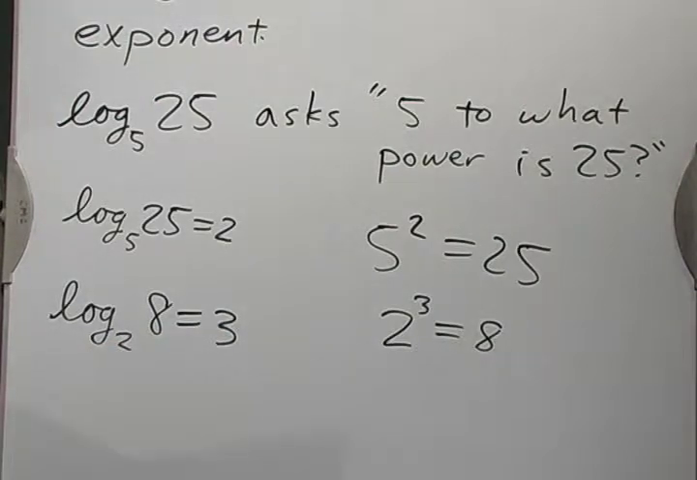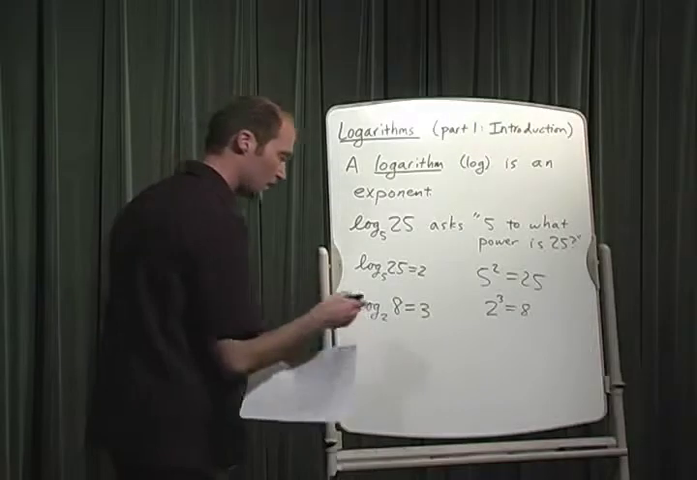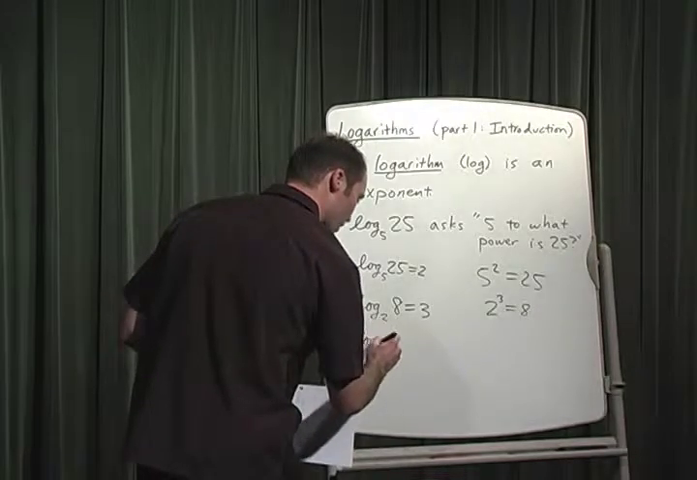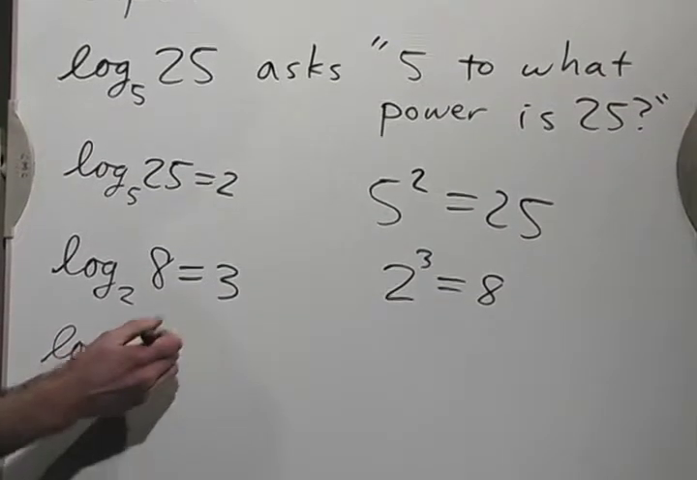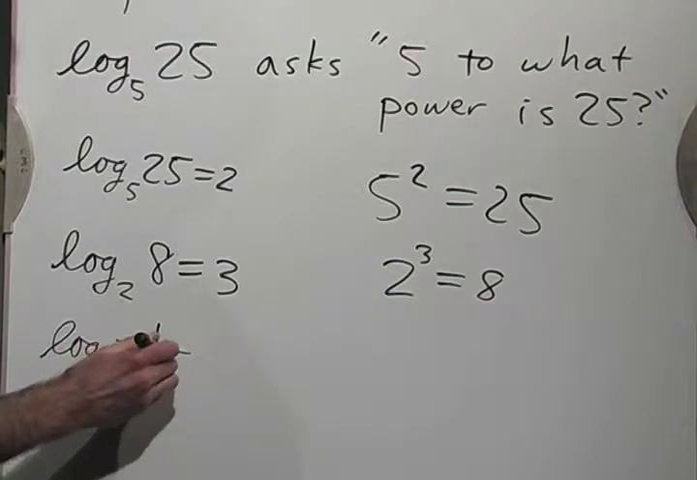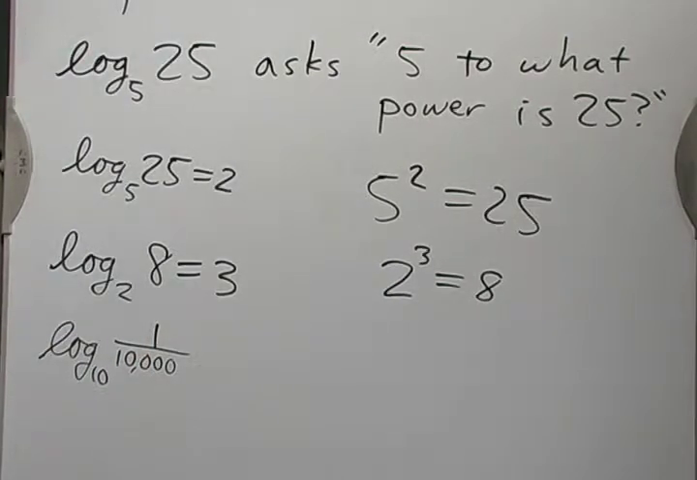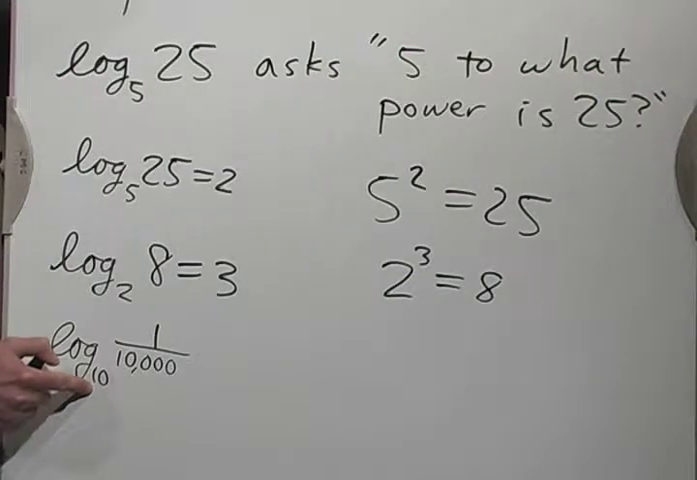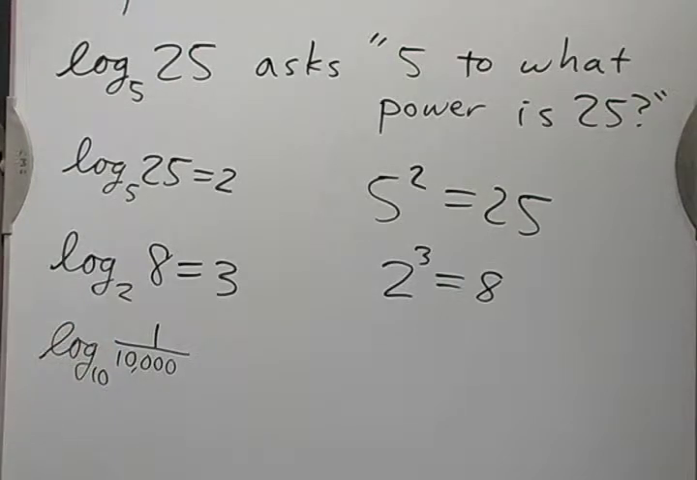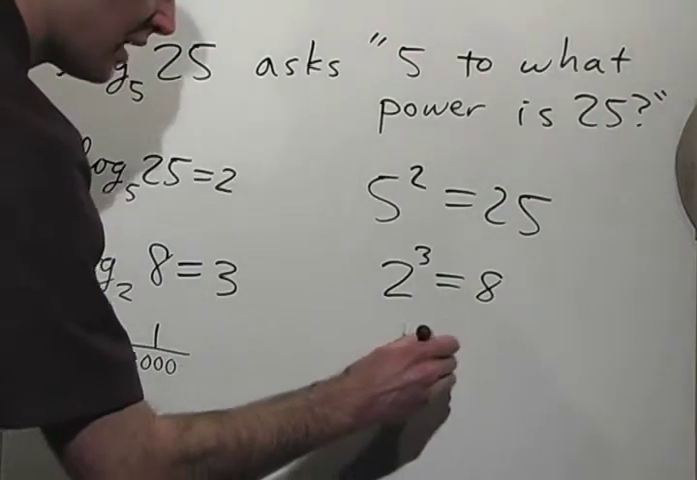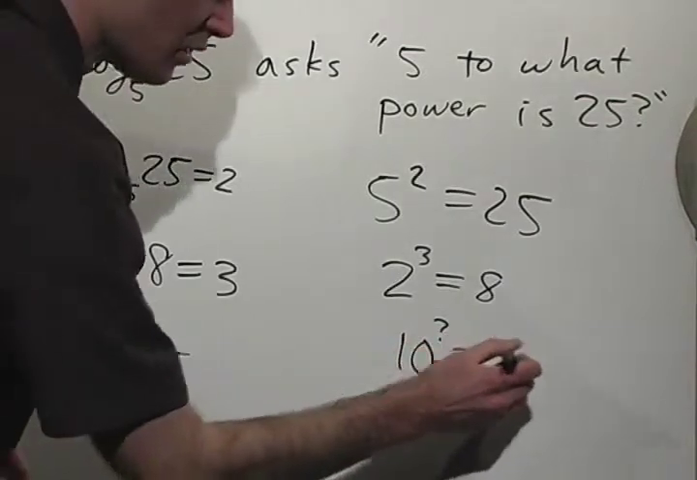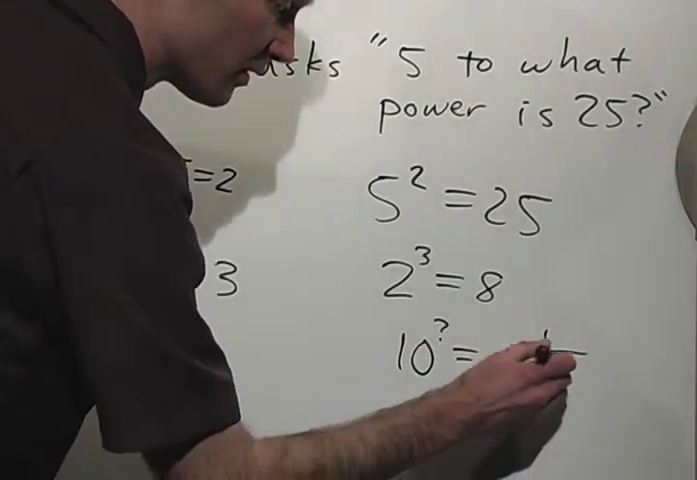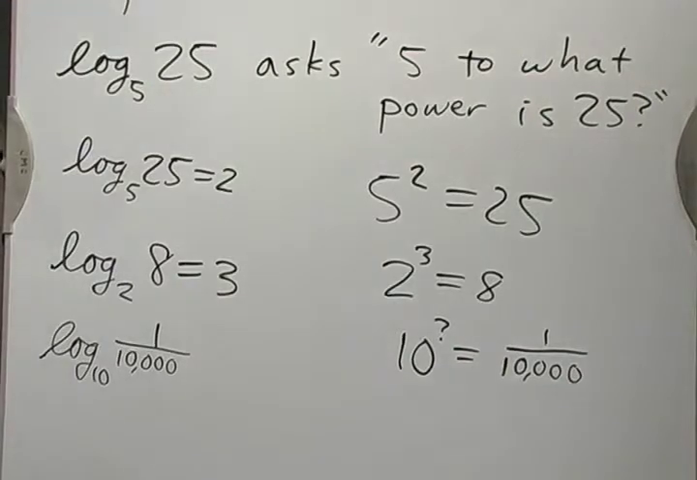Now, this next one is a little bit more tricky. Here I'm going to have log base 10 of 1/10,000th. This is asking a question, 10 to what power is 1 over 10,000? See if you could figure this out before I write it down.